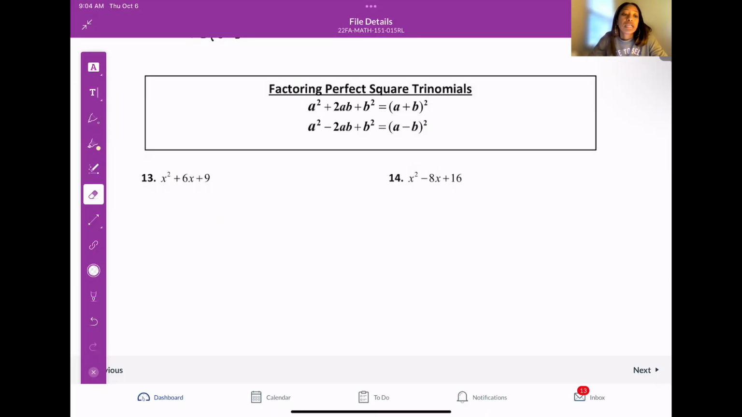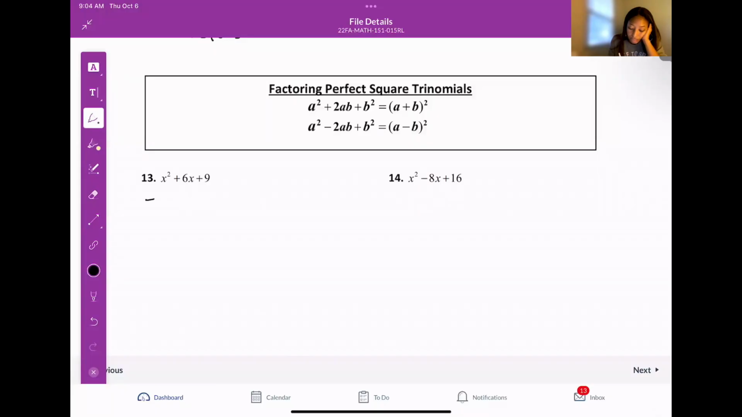So if you see a trinomial where the middle term is 2 times a times b, what's a good way to do it? Take the square root of the a term and the square root of the c term. That's really what it is. If you see something that has that pattern, we know that it's this situation.